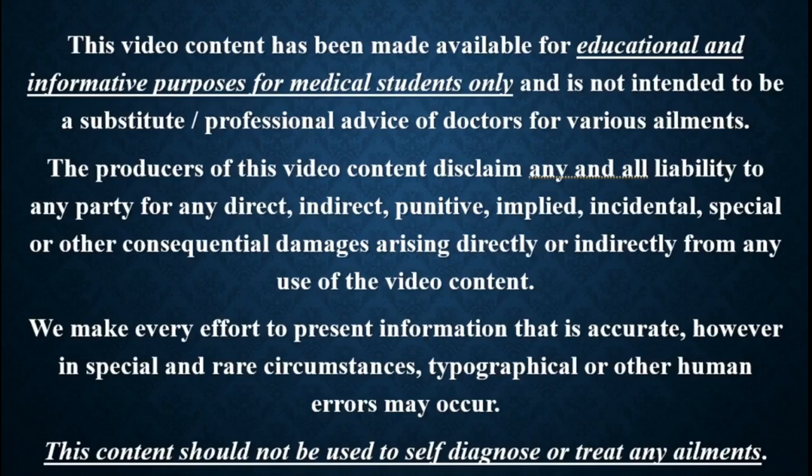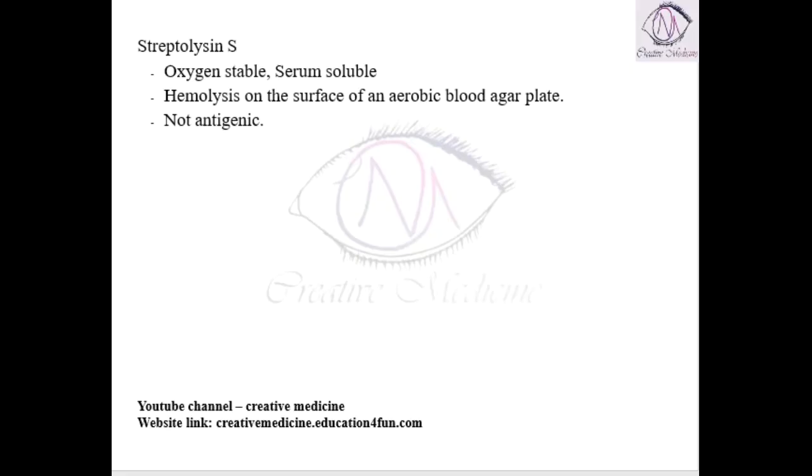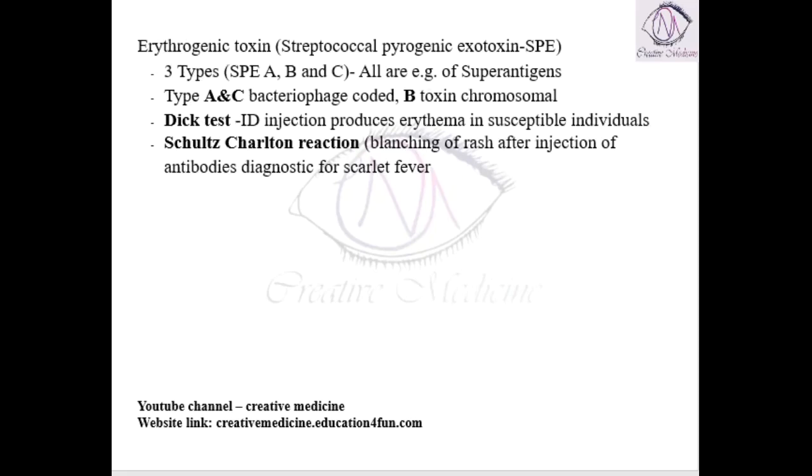In this lecture, we will learn about erythrogenic toxin. Erythrogenic toxin is also called streptococcal pyrogenic exotoxin, or SPE. This streptococcal pyrogenic exotoxin is of three types. We have type A, type B and type C. All these three, that is streptococcal erythrogenic exotoxins A, B, C, are actually super antigens.